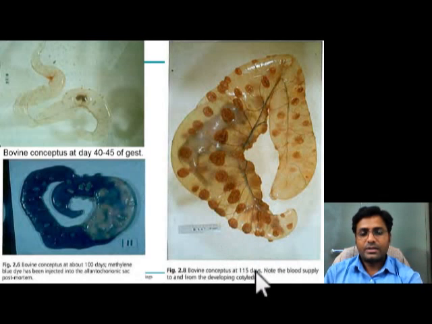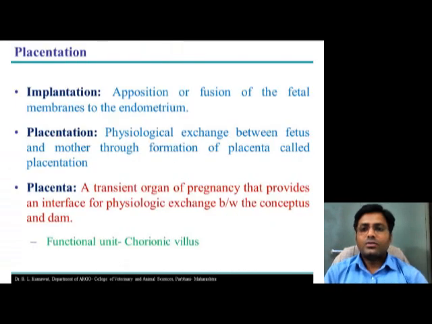In the third image you can see the bovine conceptus at a more advanced stage, that is 115 days of gestation, and in this image you can see some button-like structures over the allantochorion, which are called fetal cotyledons. They will make close contact, or fuse, with the maternal endometrium, particularly the caruncles, making the placentomes. And this happens after implantation.